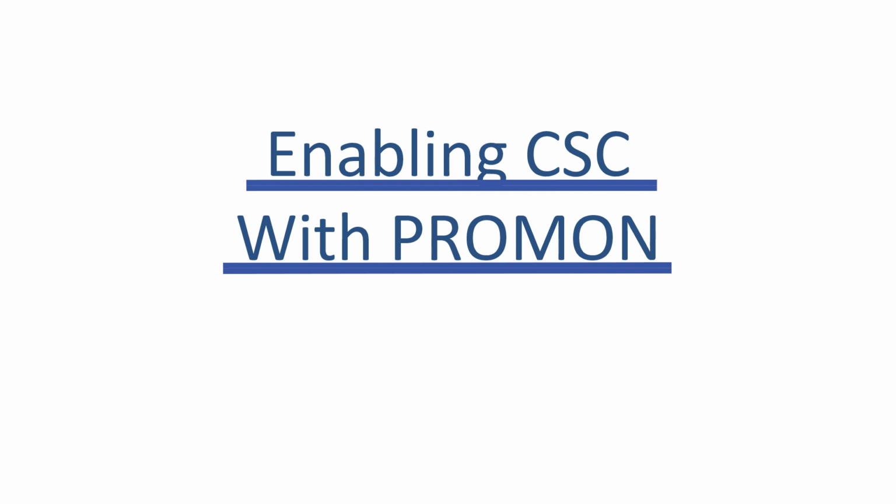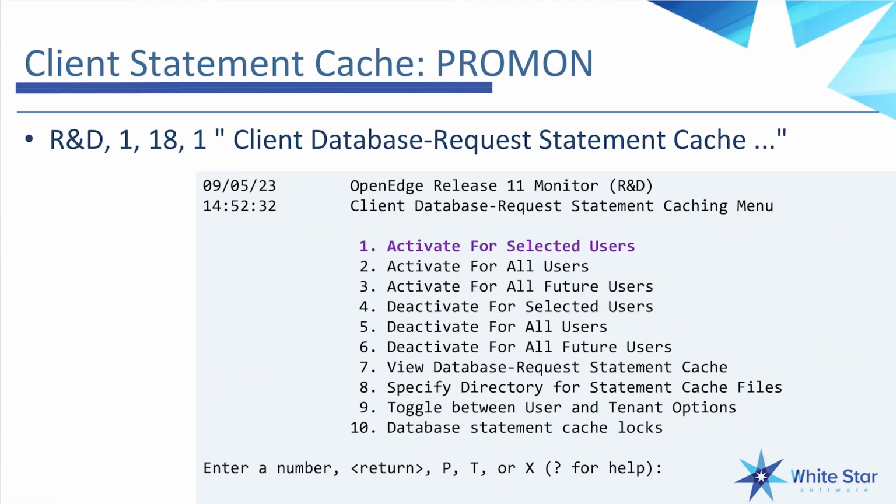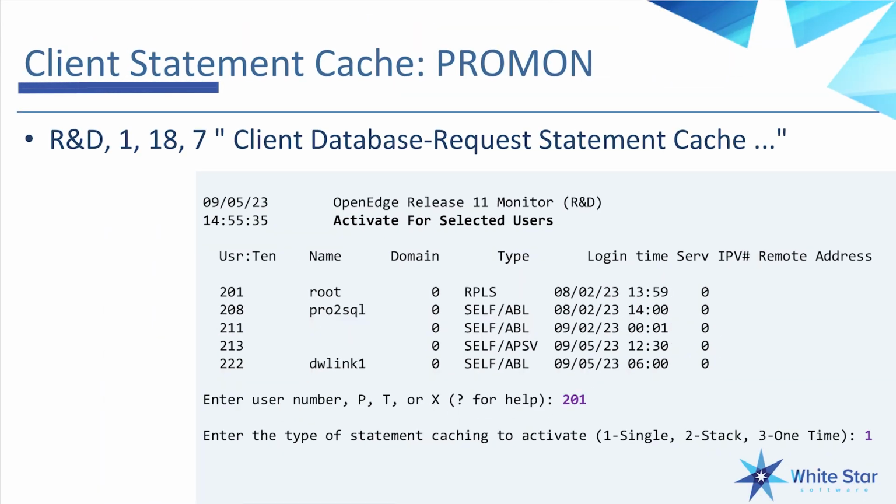So if you're going to enable CSC with Promon, here's how you go about that. You go into a familiar looking screen here, you go to Promon 118.1, Client Database Request Statement Cache, and you activate for selected users or all users. You get a list of users and you put in a user number, and then you select whether you want to do it a single time, for the full stack, or for one time.